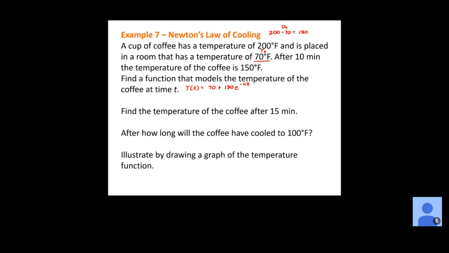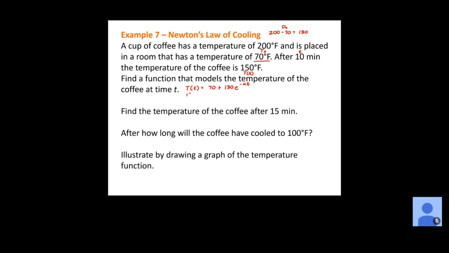Now, we're going to need to know the k value, right? That's kind of our goal at this point. So we have to think about the other information that's given to us. Well, they tell us that after 10 minutes, the temperature is 150 degrees. That gives me a t value and a T(t) value. So I know my t is 10 minutes, and my temperature after 10 minutes is going to be 150. Now I can substitute those in and actually try to solve for that k value.